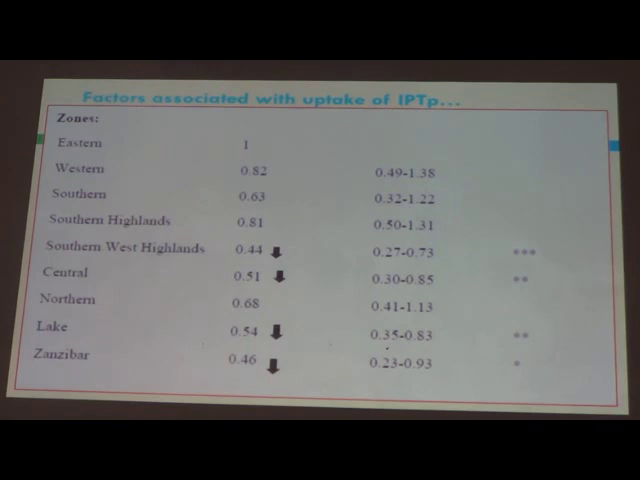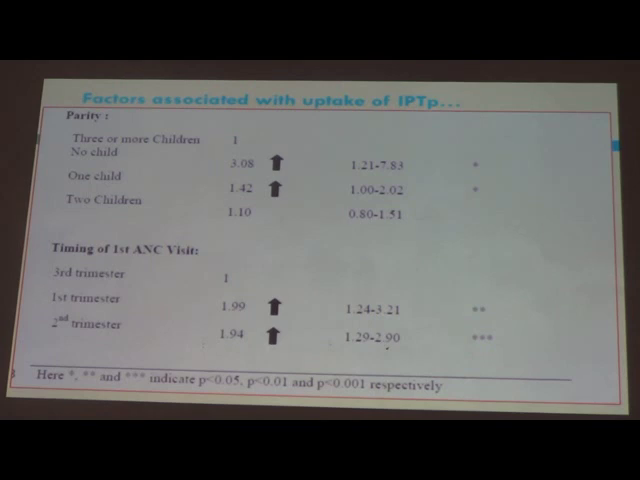In the eastern zone, they seem to be doing better, while the other zones like the southwest, Highland, Central, Northern, Lake, and Zanzibar had very low odds of taking the medication. Another thing is parity: having 3 or more children made mothers less likely to take the medication than those without a child or having 1 or 2 children. And the timing was highly associated with uptake, where mothers who come during the first or second trimester had higher chances of taking the recommended dosages.